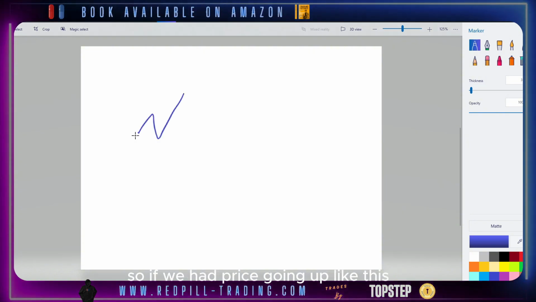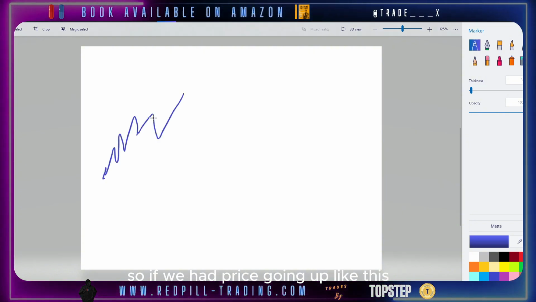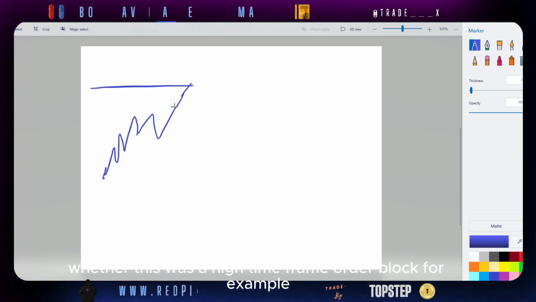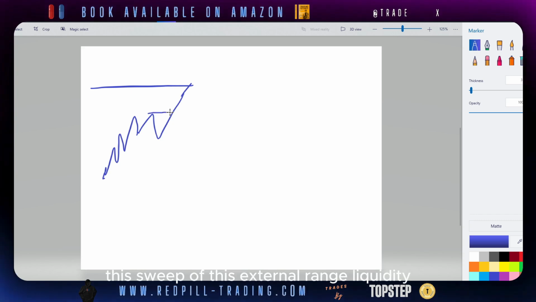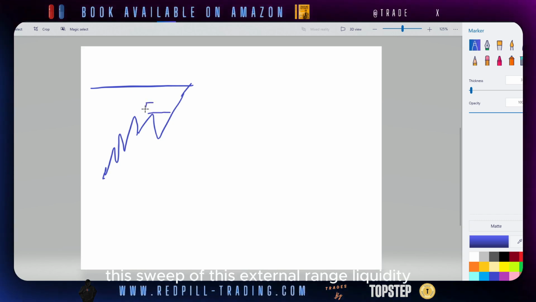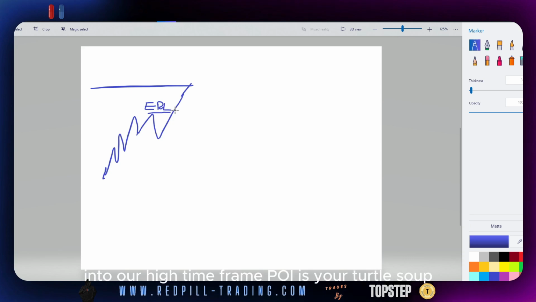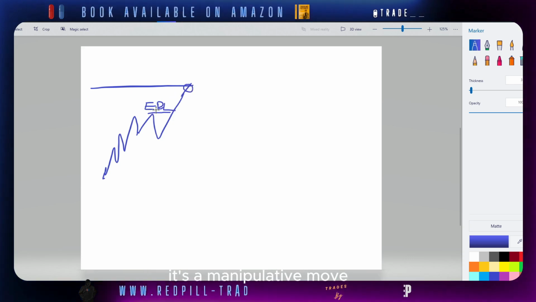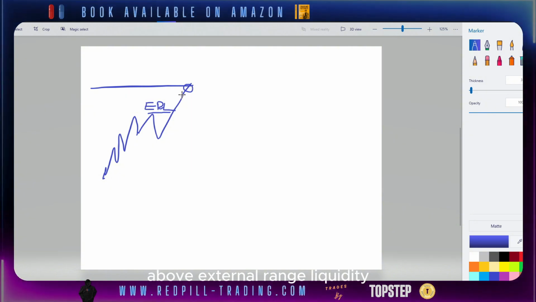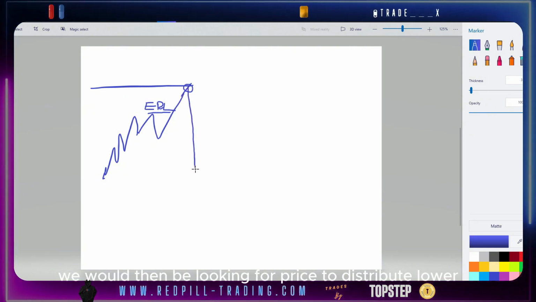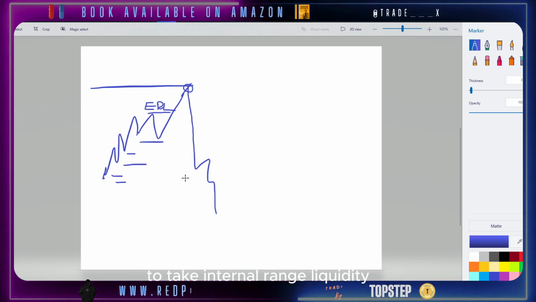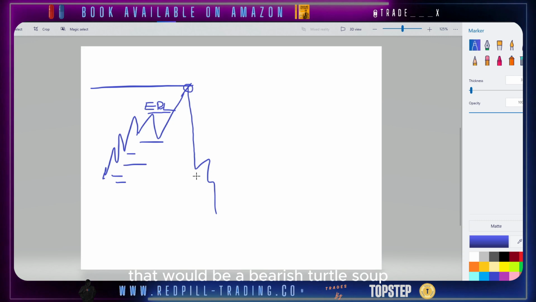So if we had price going up like this, and we had our higher time frame point of interest up here, whether this was a higher time frame order block, for example, this sweep of this external range liquidity into our higher time frame POI is your turtle soup. It's a manipulative move above external range liquidity. We would then be looking for price to distribute lower to take internal range liquidity. That would be a bearish turtle soup.